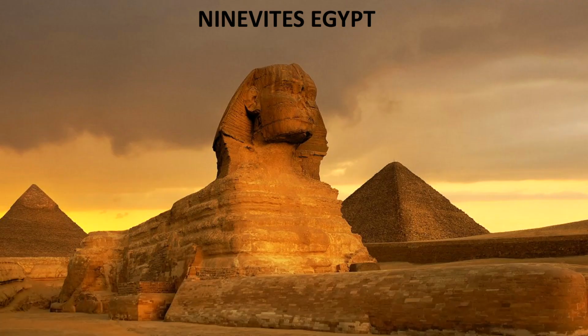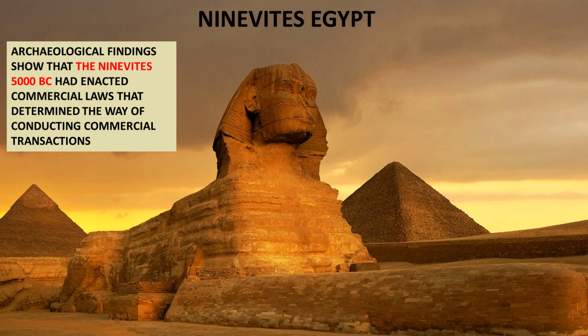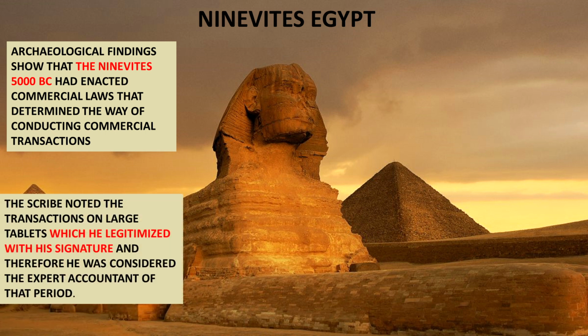The first period where audit appeared was that of the Ninevites in Egypt. Archaeological findings show that the Ninevites in 5000 before Christ had enacted commercial laws that determined the way of conducting commercial transactions. The scribe noted the transactions on large tablets which he legitimized with his signature, and therefore he was considered the expert accountant of that period.